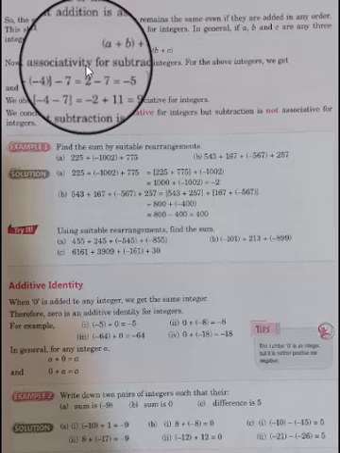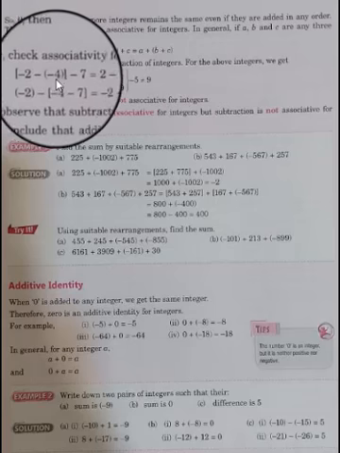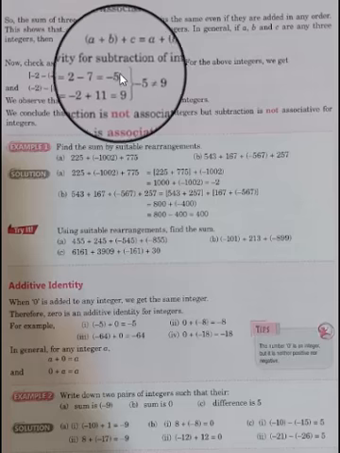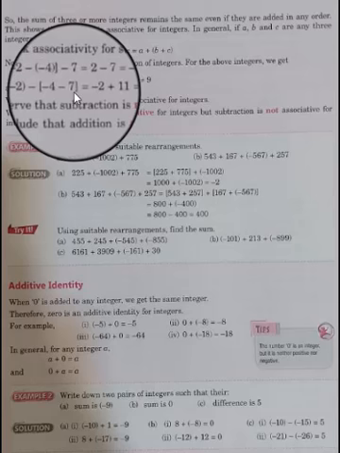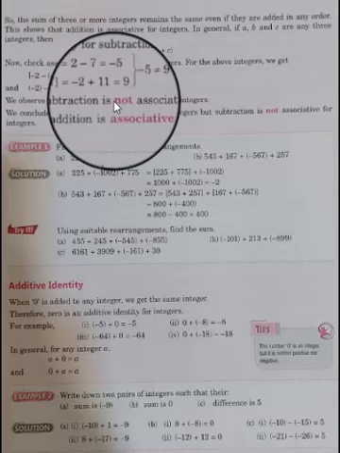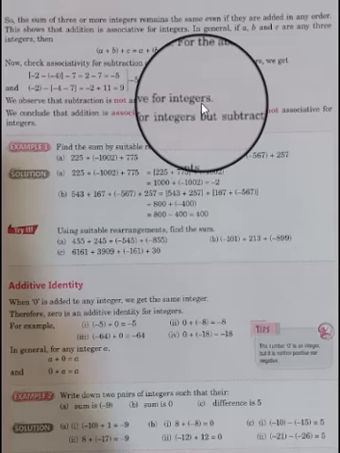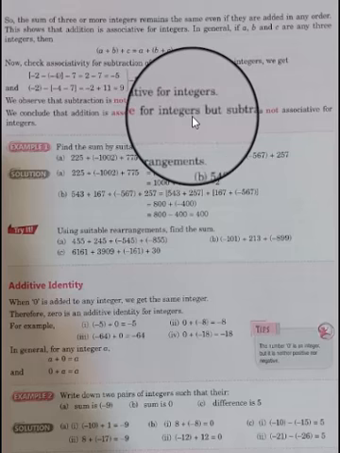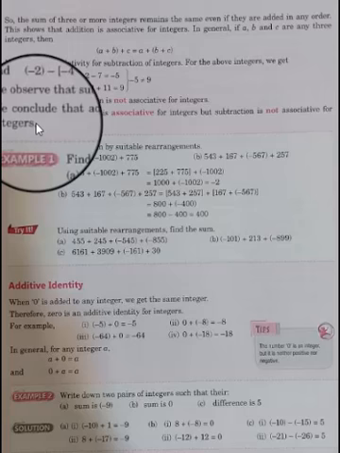Now let us check the associative property for subtraction of integers. Here, it's clear that if you subtract the integers, the results come out to be different when we have changed the bracket order. So we can observe that subtraction is not associative for integers. We can conclude that addition is associative for integers, but subtraction is not associative for integers.